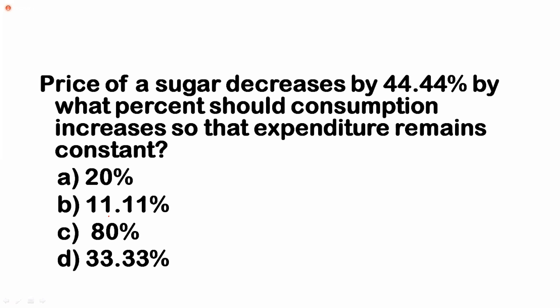So the price of sugar is decreased by 44.44%. By what percentage should consumption be increased so that expenditure remains constant? So we can say price into consumption will be equal to expenditure. So price decreases by 44.44%, he said.